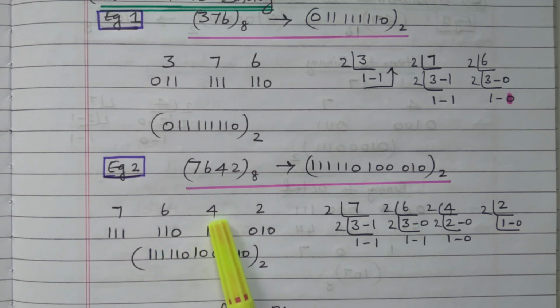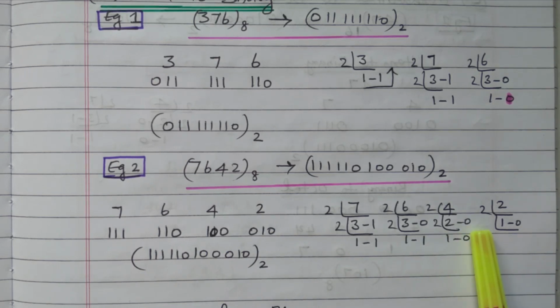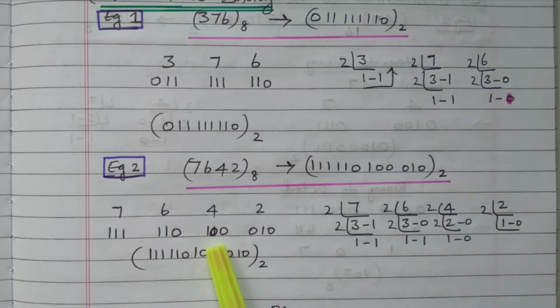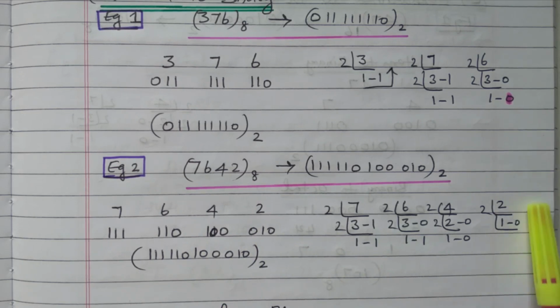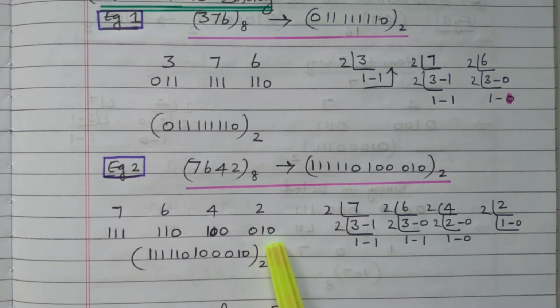Then convert this 4 into binary. 4 divided by 2 goes 2 times, balance is 0. 2 divided by 2, 1 time, balance is 0. So 100. The binary equivalent of 4 is 100. Now convert this 2. 2 divided by 2 goes 1 time, balance 0. In reverse order, 10. This is very important. Now we need to add a 0 here.